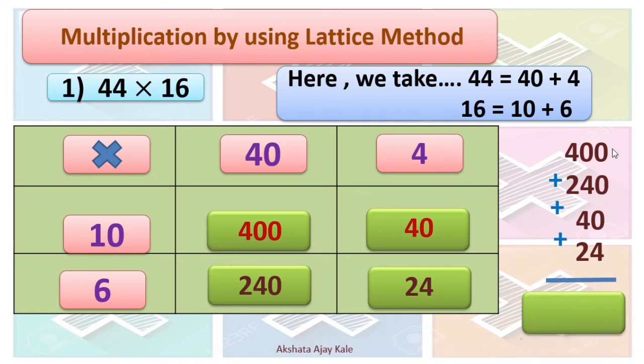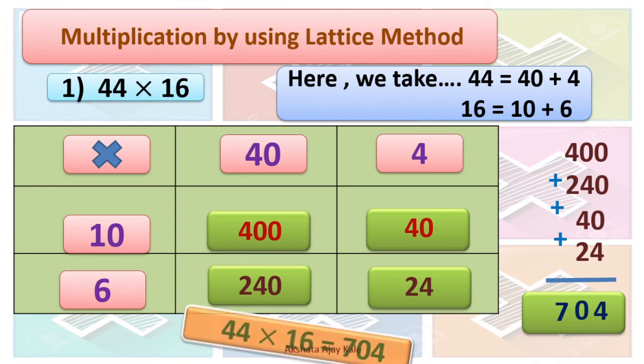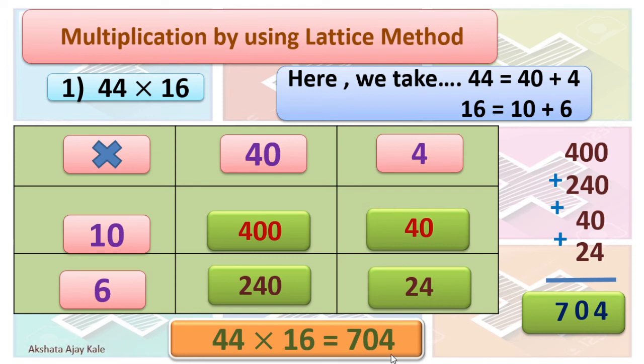Okay, what is the answer? 0, 0, 0. Here 4. So 4 plus 4 plus 2. That is 4 plus 4, 8 plus 2 is 10. Correct? 0 we will write here and 1 is carried over. You have to remember this. 1 plus 4, that is 5, 6, 7. Correct? 7. So what is the answer for this multiplication? That is 44 multiplied by 16 is equal to 704. Isn't it easy one?